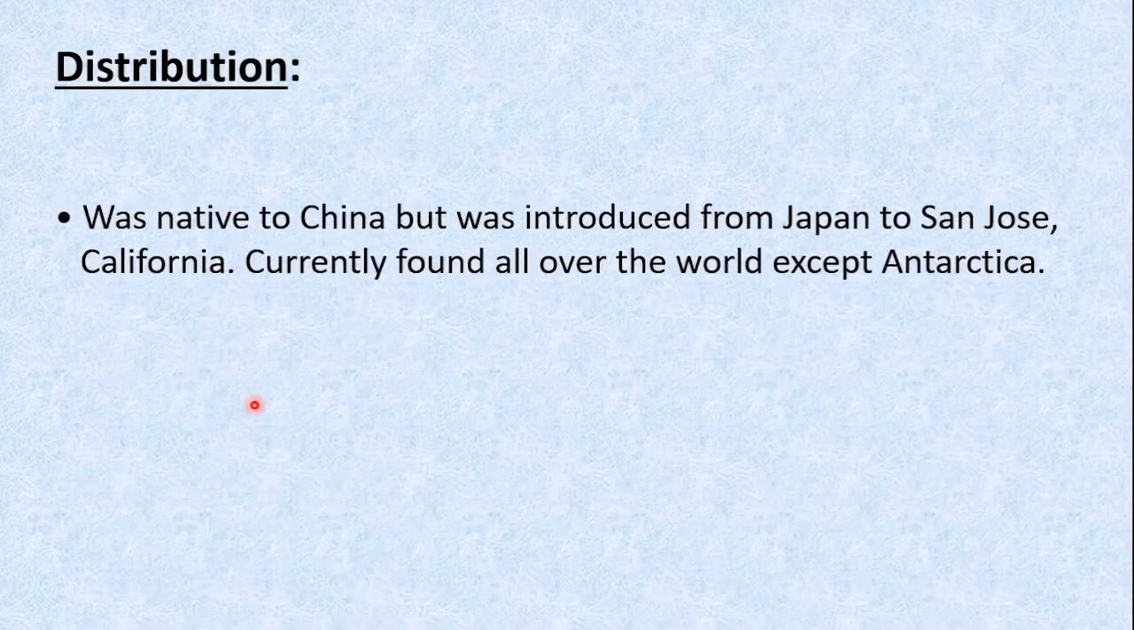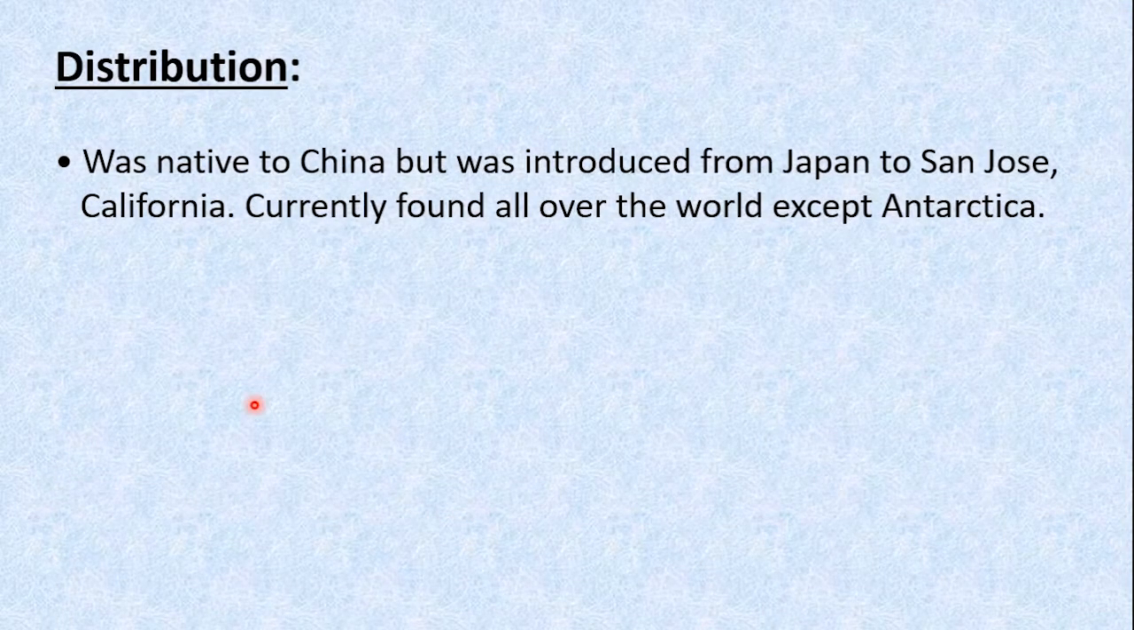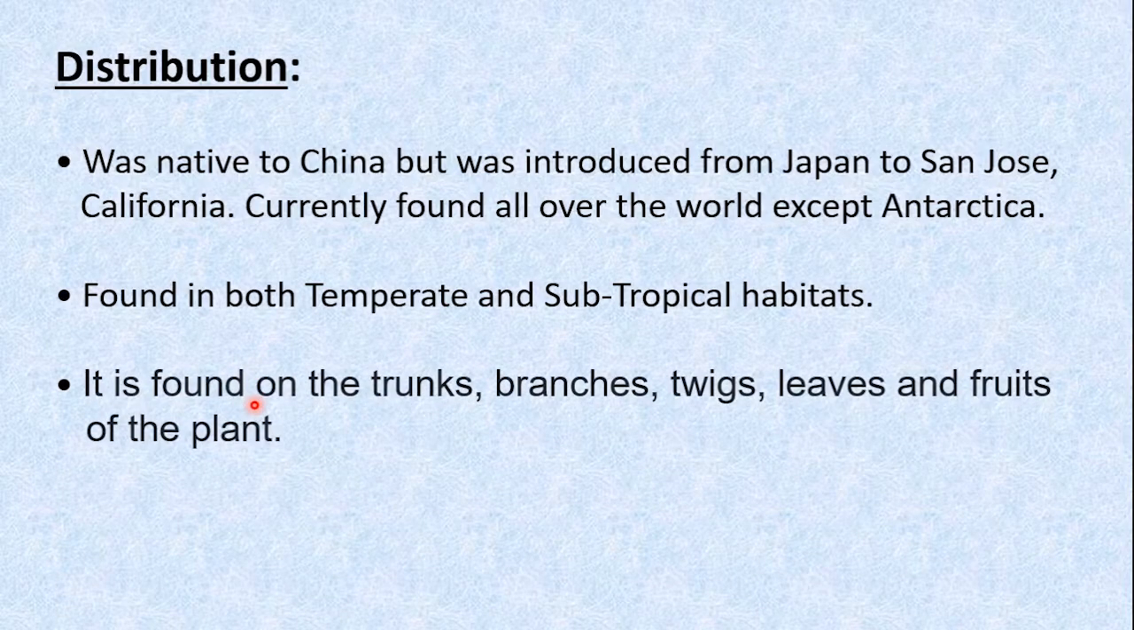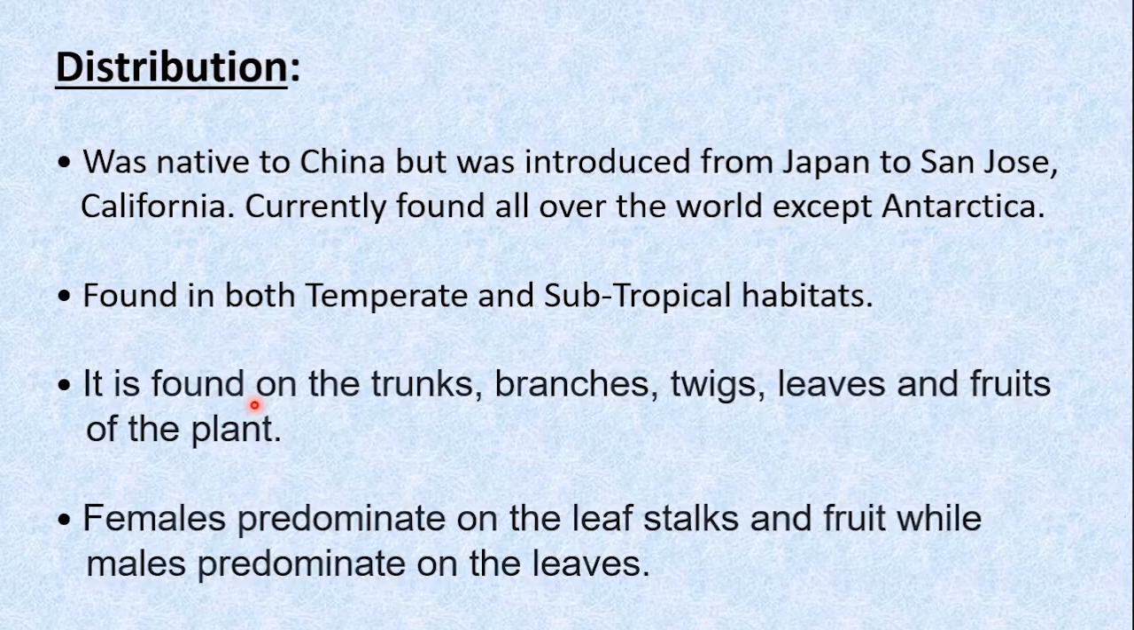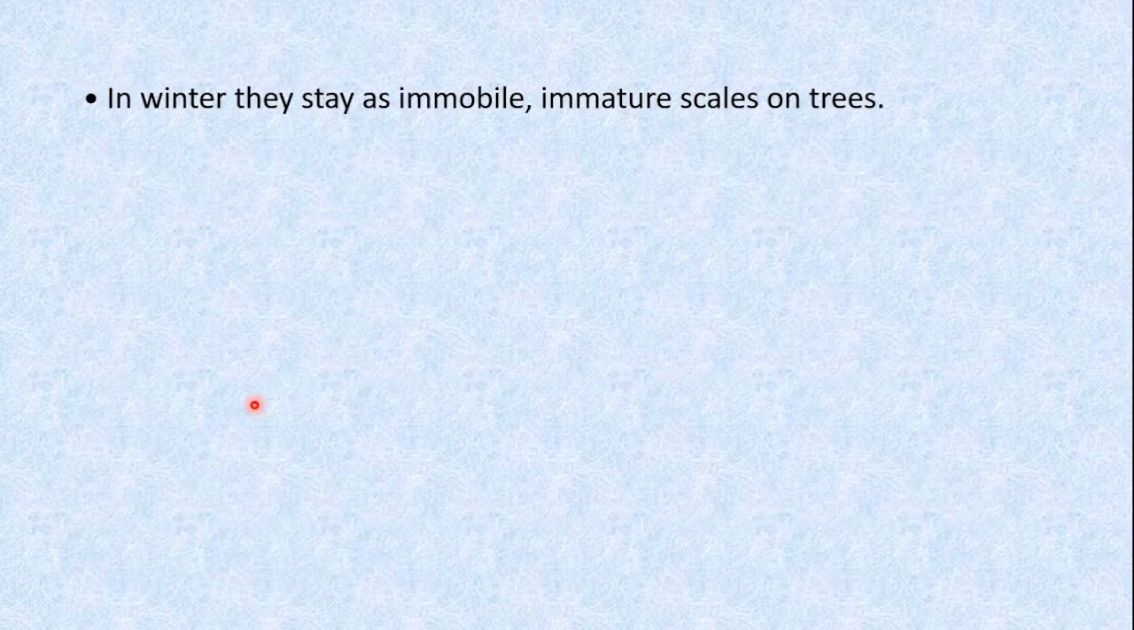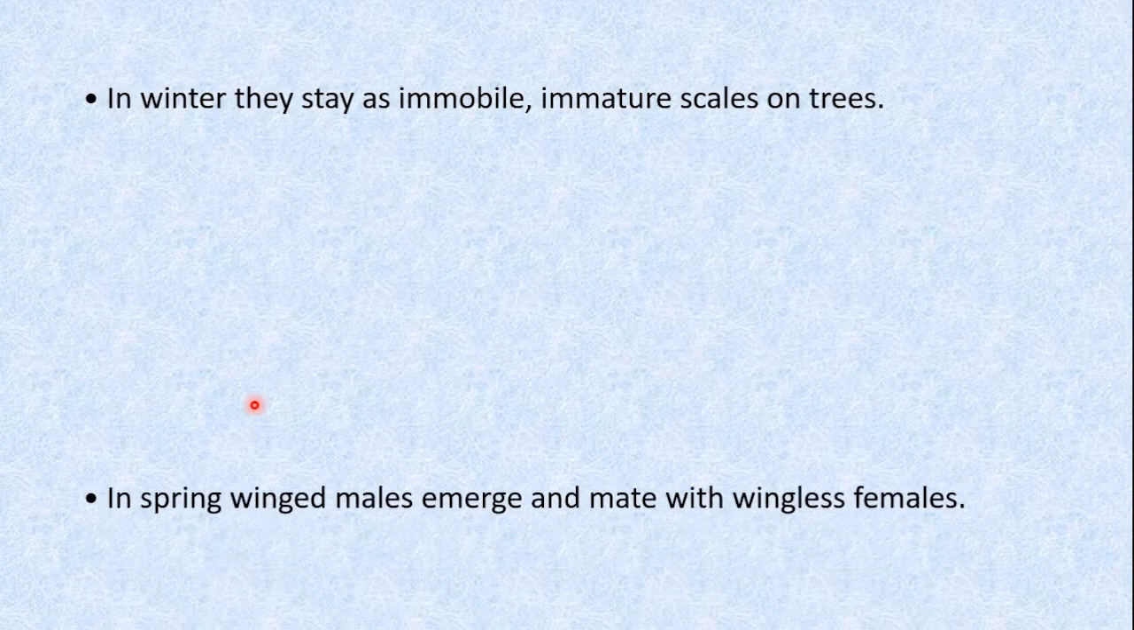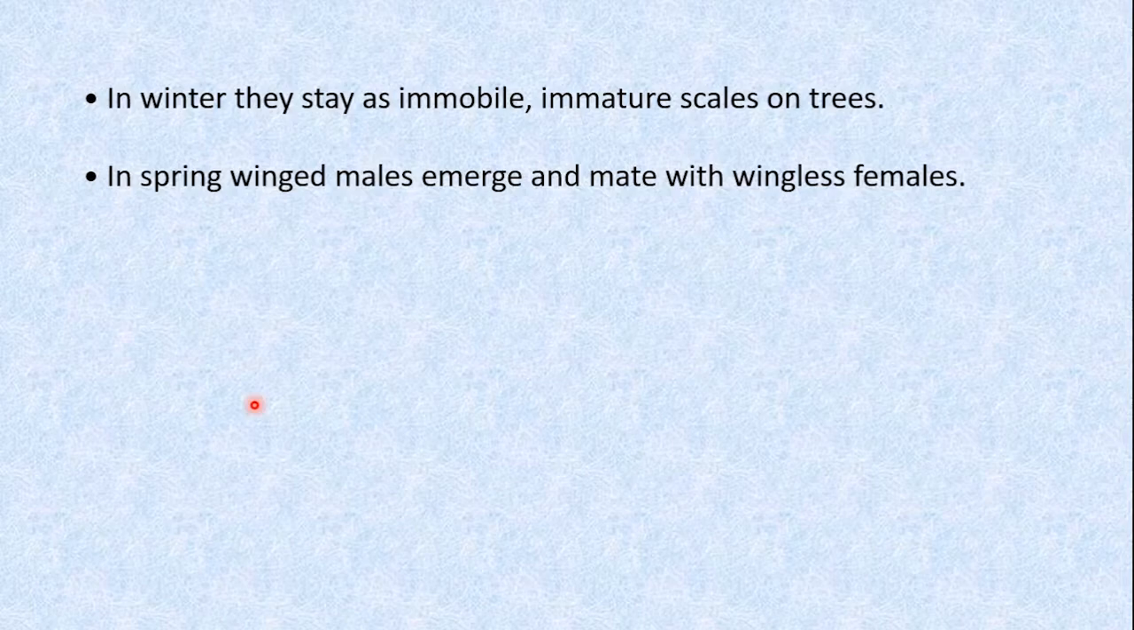Let's talk about the distribution. So it was native to China, but was introduced from Japan to San Jose of California, hence got its name. It is found all over the world in the present time, and it typically inhabits the branches, twigs, fruits, leaves, and even the entire tree. In winter, they stay as a dormant stage, and when the spring approaches, they can emerge either male or female.